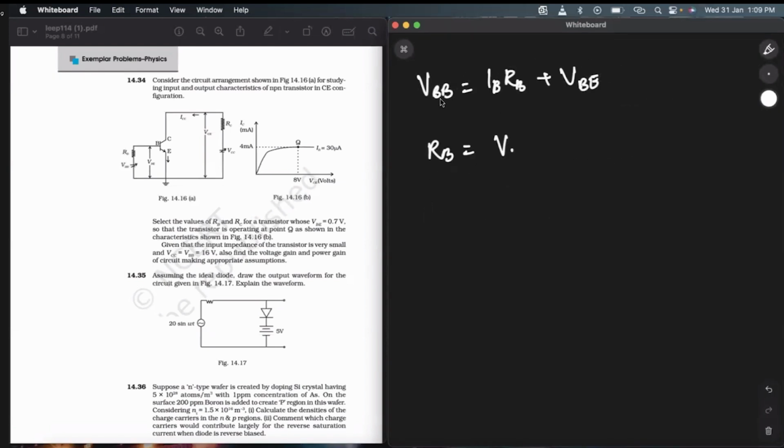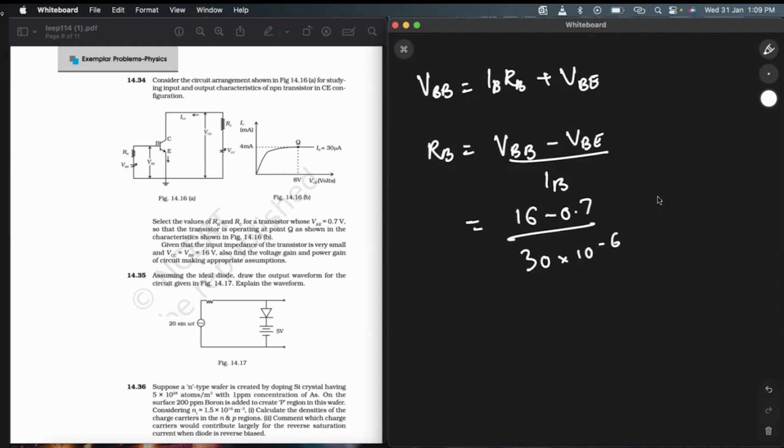So as you know, we were calculating for VBB right now. VCC we already did, and now for VBB, the equation is IB RB plus VBE. So now I'm writing for RB. RB will be VBB minus VBE divided by IB. We already know the values: 16 minus 0.7, and IB was 30 micro, so it will be 10 to the power minus 6.